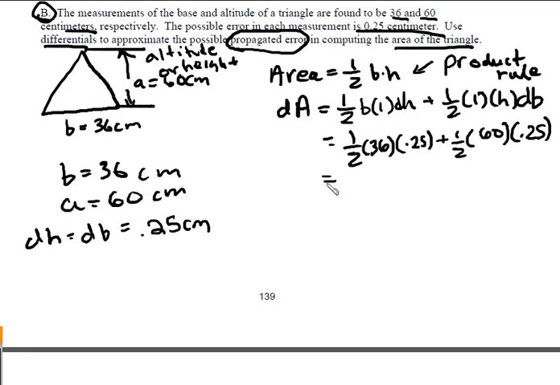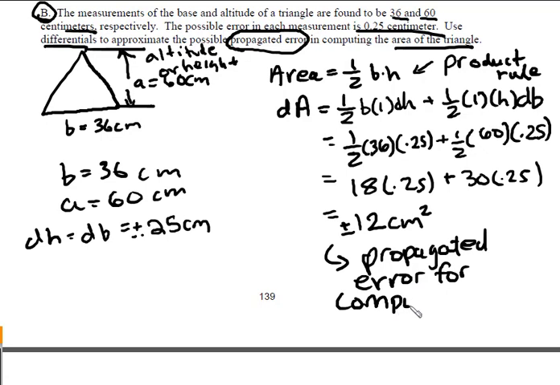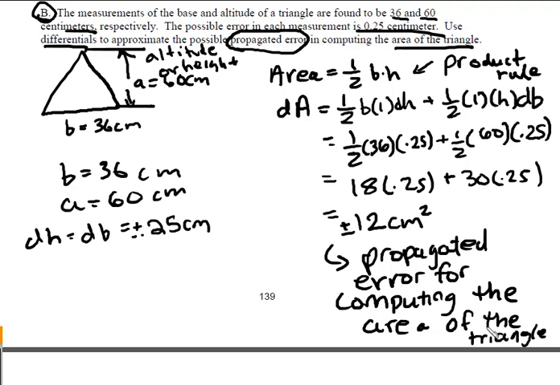And so now this is going to be 18 times 0.25, and then plus 30 times 0.25, and that is going to be what? So this is just going to be 12. Now remember that this measurement could be over by 0.25 or under by 0.25. So we actually say this is plus or minus 12 centimeters squared. So this is the propagated error for computing the area of the triangle. Alright, so that is the end of the section. I'll do a couple of extra examples in the next couple of videos.